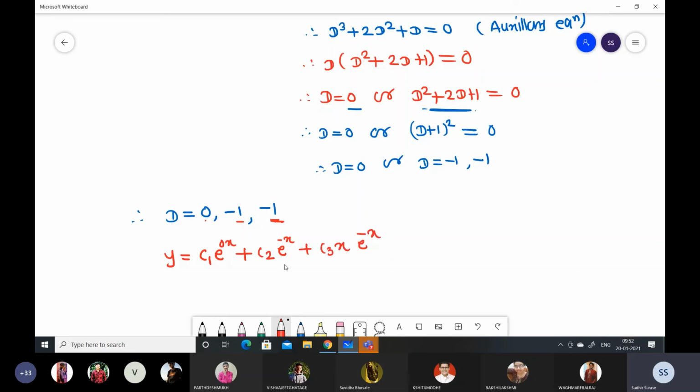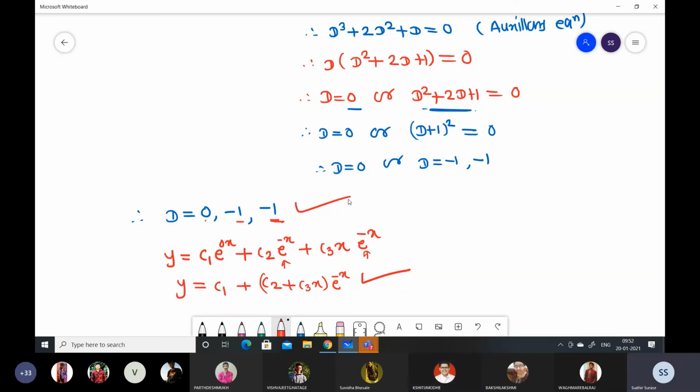Now I can solve it further. e to the power 0 is always 1, so this is simply c1, and for c2 I will take this exponential term common. So c2 plus c3 x in brackets, and outside the bracket we have e to the power minus x. So this is the solution. Do you understand this example? Any doubt? Yes, sir.